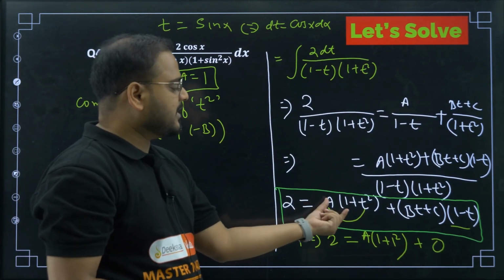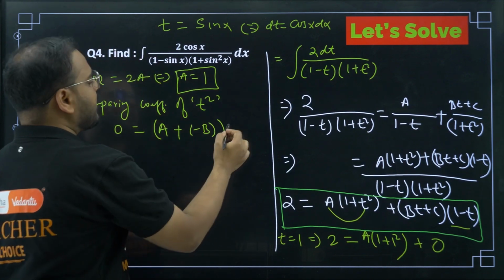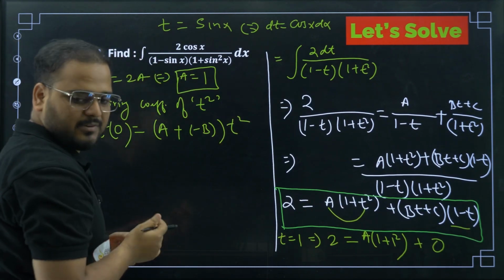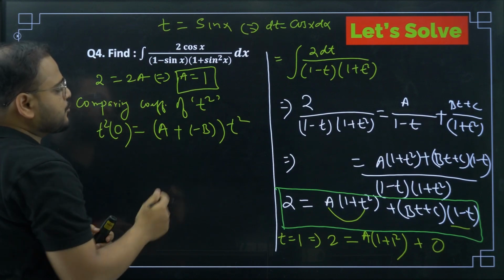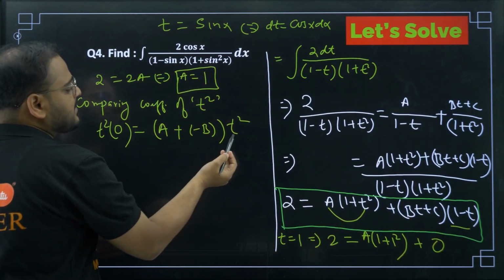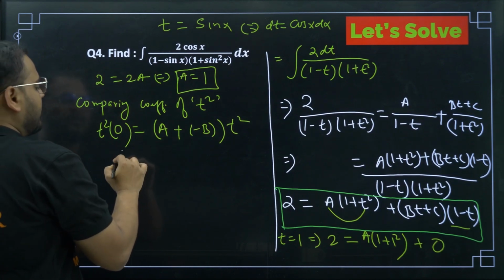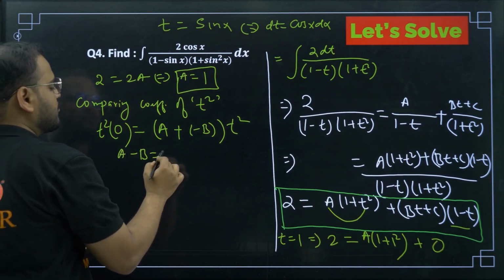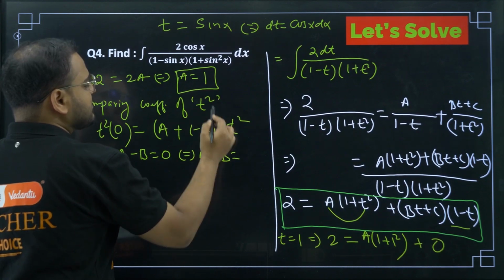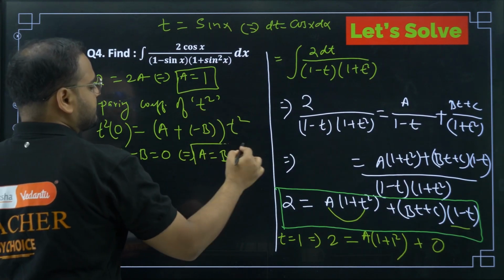Please check. A with t square means at square, and over here bt with minus t will be bt square. That's why I've written here minus bt square. Compare the coefficient. What do I get? A minus b equals 0. It means that a equals b, which means that also 1.